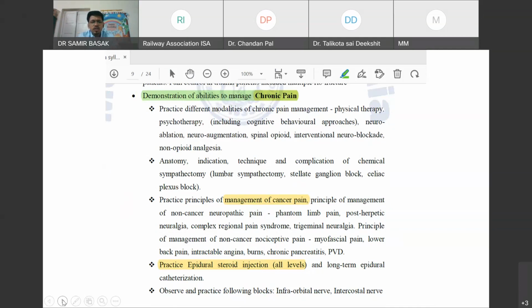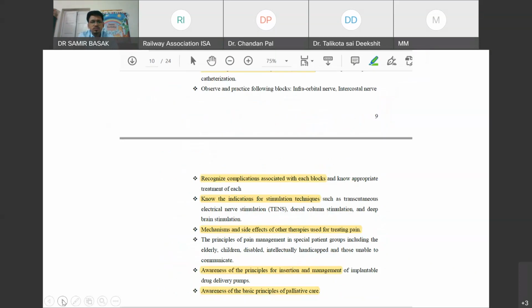Next comes the peripheral nerve block, and the practice of epidural steroid injection at all levels, not only lumbar but also thoracic, and we do practice in cervical. So all levels are specifically mentioned. And long-term epidural catheterization in cancer pain, where we keep the catheter for a long term. Observe the practice of infraorbital and intercostal nerve blocks. These are the peripheral nerve blockades.